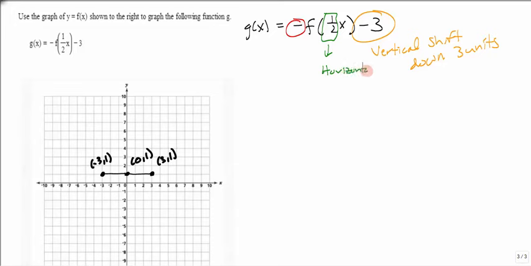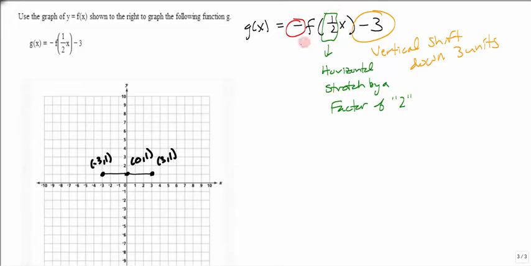Now this is going to be the opposite. You'd think a 1/2 would be a compression, but it's actually going to be a stretch because it's the opposite within the argument. So this is a horizontal stretch by a factor of 1 over 1/2, or 2. You take the reciprocal of 1/2 to get 2.